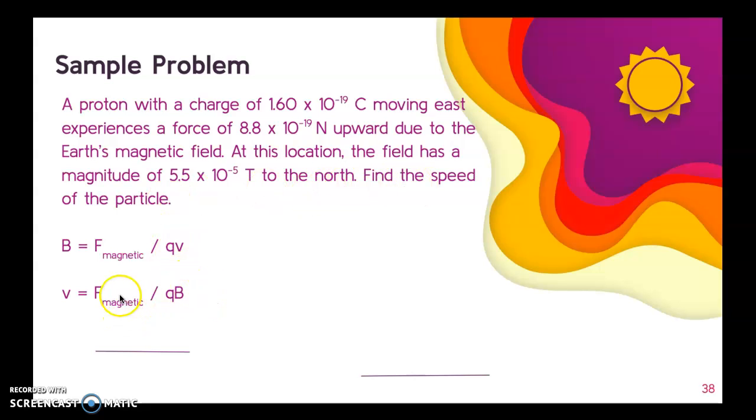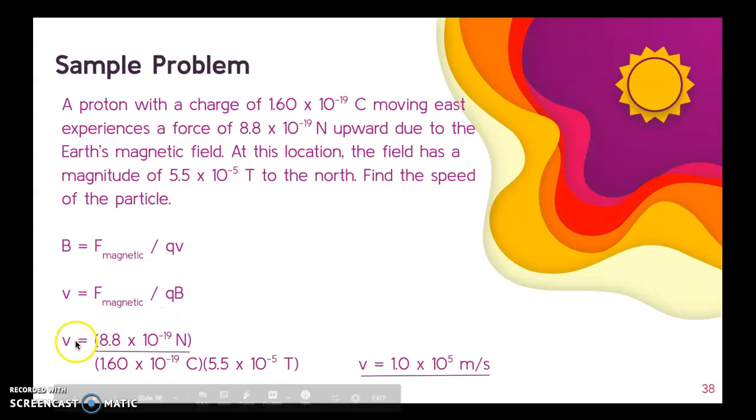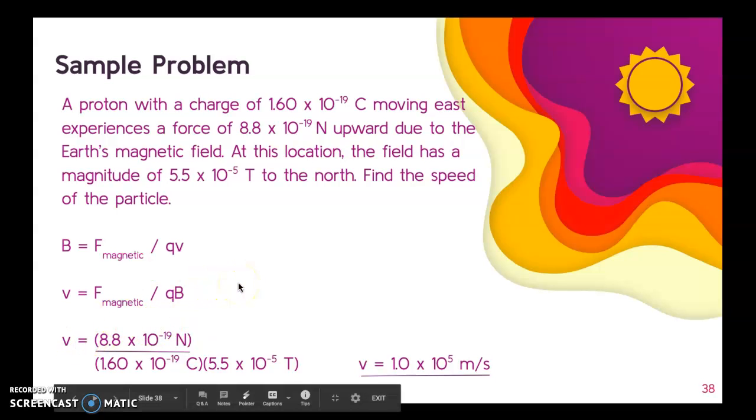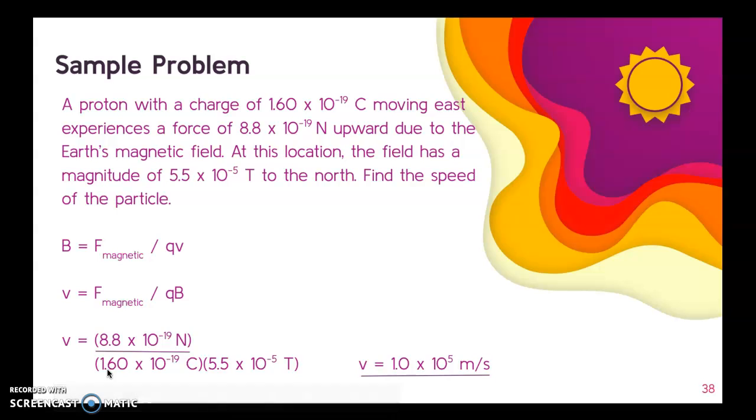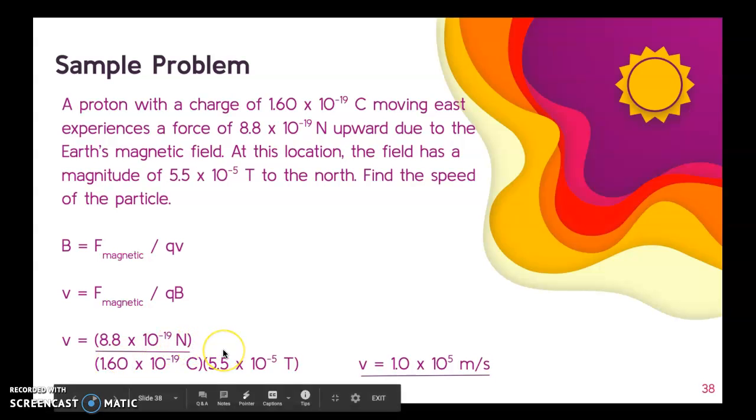And so now if I can just put in my numbers, which I'm going to do right now, then I will get directly the velocity, the speed of the particle. So magnetic force is 8.8 times 10 to the negative 19th newtons, and that divided by the electric charge, 1.6 times 10 to the negative 19th coulombs, times 5.5 times 10 to the negative fifth Teslas.